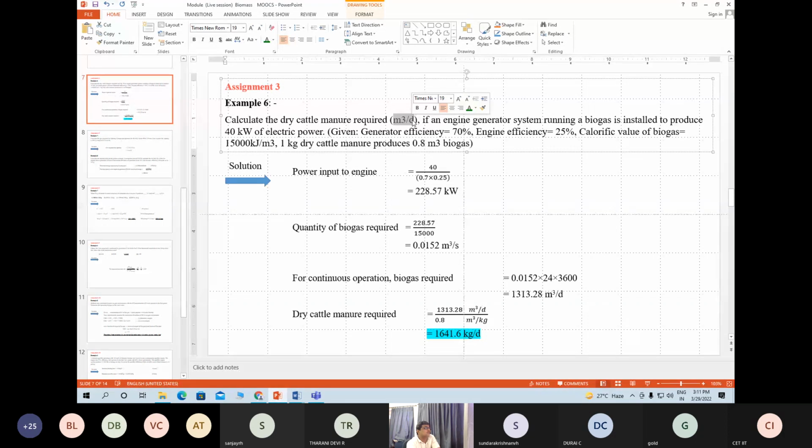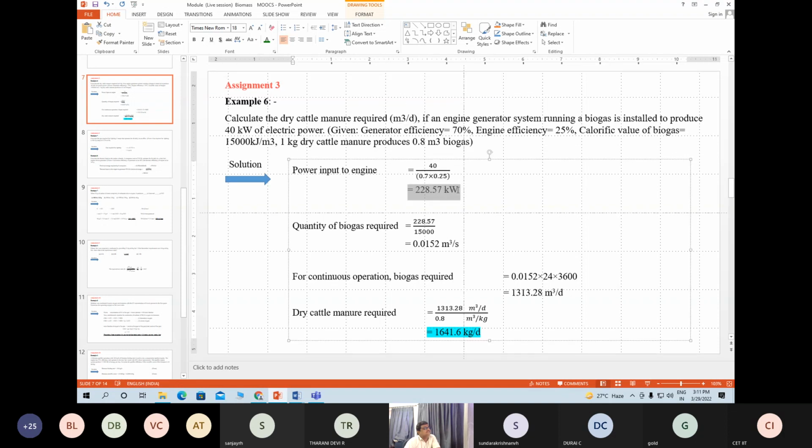So why are we calculating this? Because we need to know how much total input power has gone into the system, so that based on that we can calculate how much material is required to produce this much power. This is the amount of power input to the engine to produce 40 kilowatt of electric power, right?